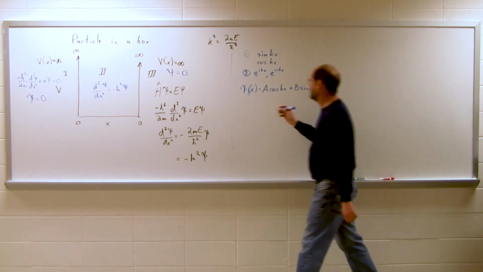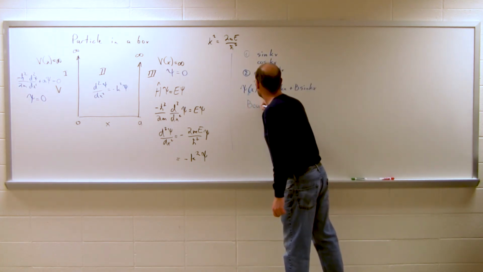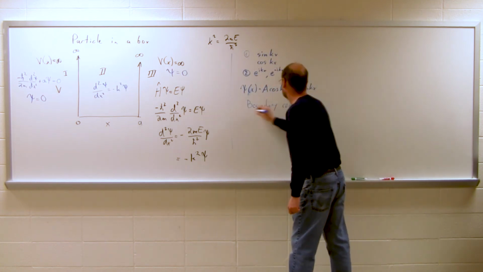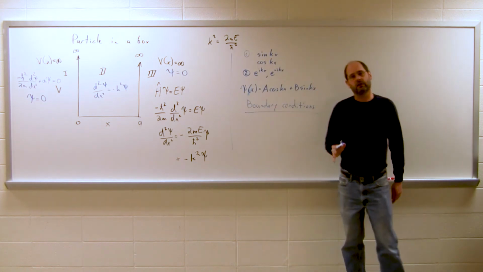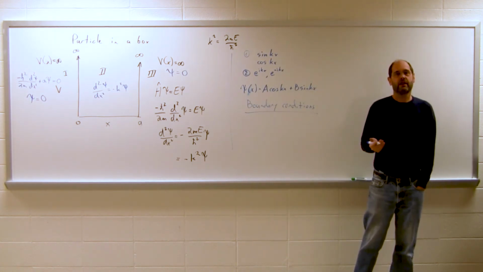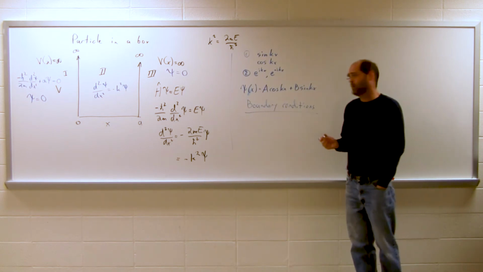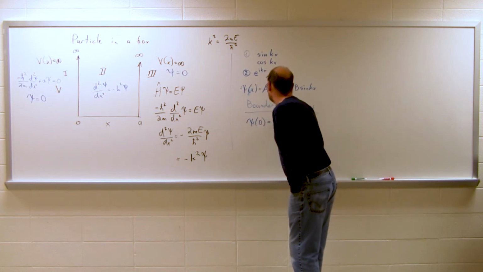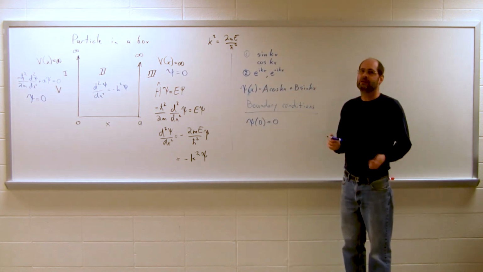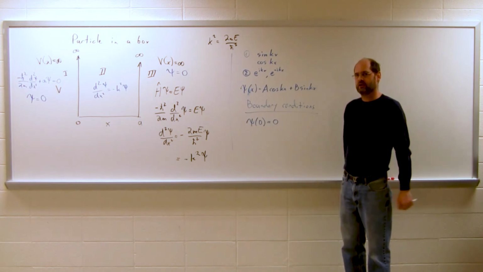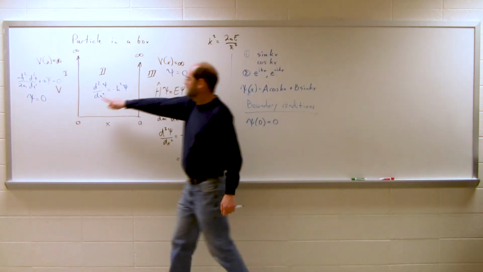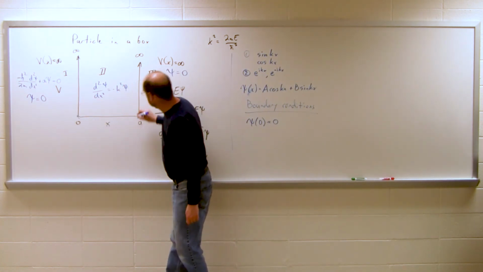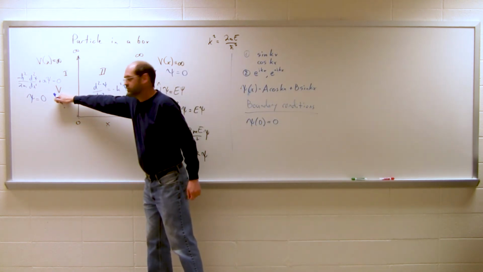Now I mentioned boundary conditions. These are quite literally, what are the values of the wave function at the boundaries? My first boundary condition is that psi of 0 must be equal to 0. The wave function must be continuous. And because the wave function must be continuous, I know that the wave function must be 0 right here and right here, because that's what it is from regions 1 and 3.